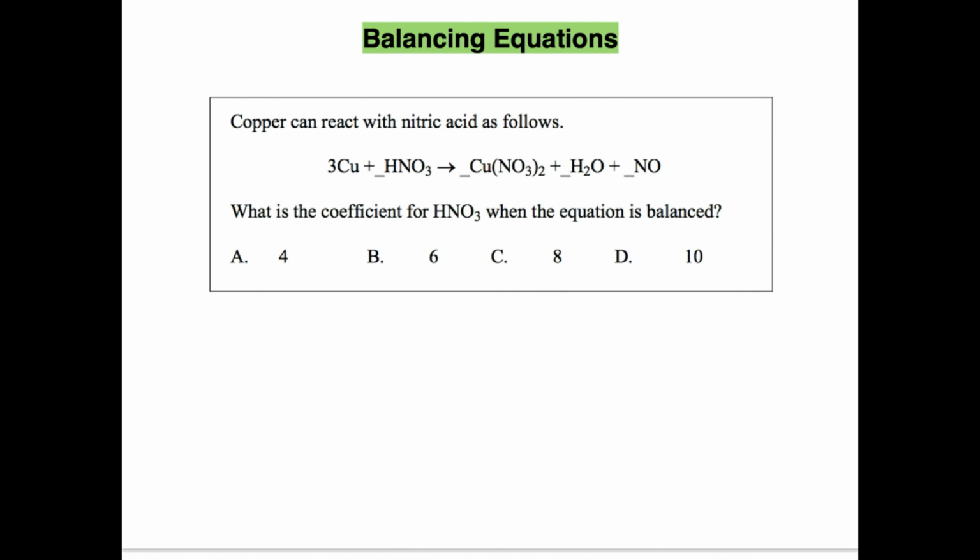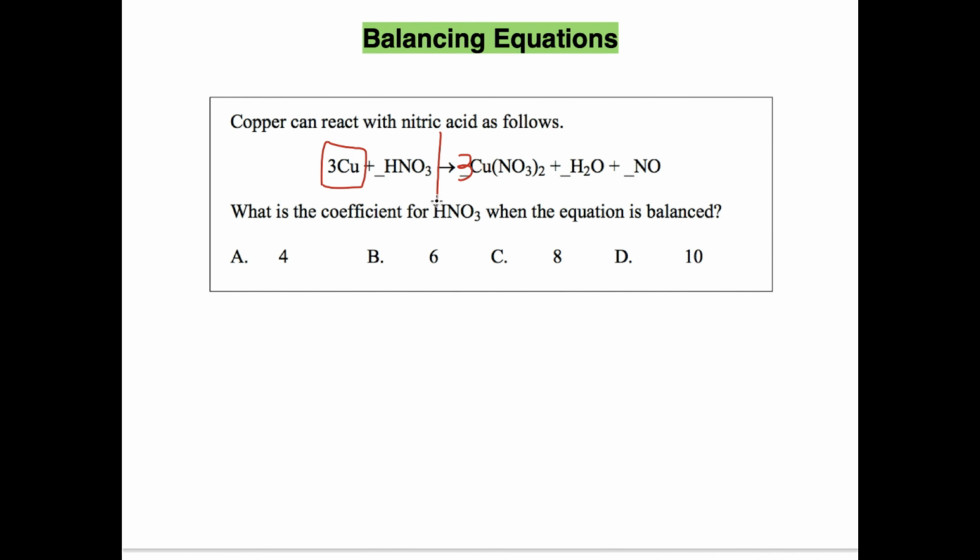Copper can react with nitric acid as follows. What is the coefficient for nitric acid when the equation is balanced? So looking at this question, we can see that the coefficient for copper is fixed. Since there's only copper over here on the product, we can fix this as 3. Then, how would we approach this problem?